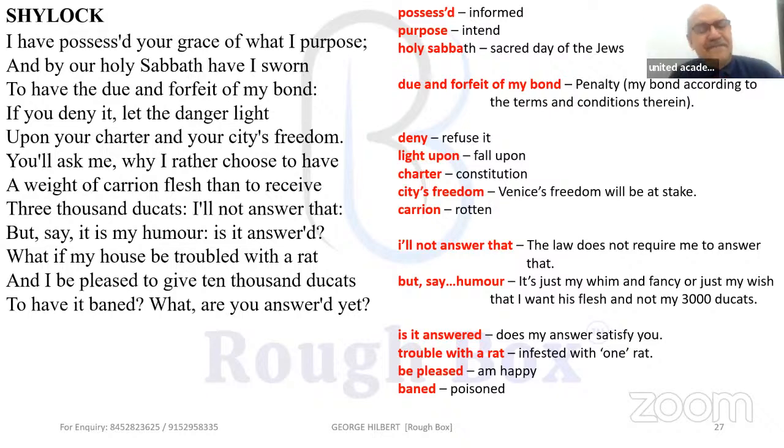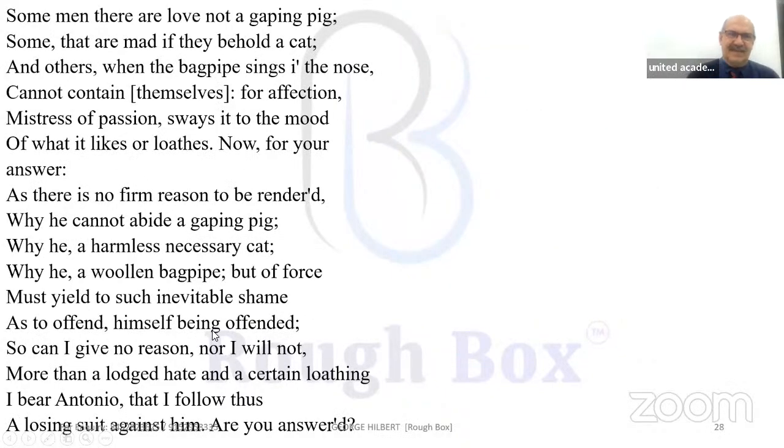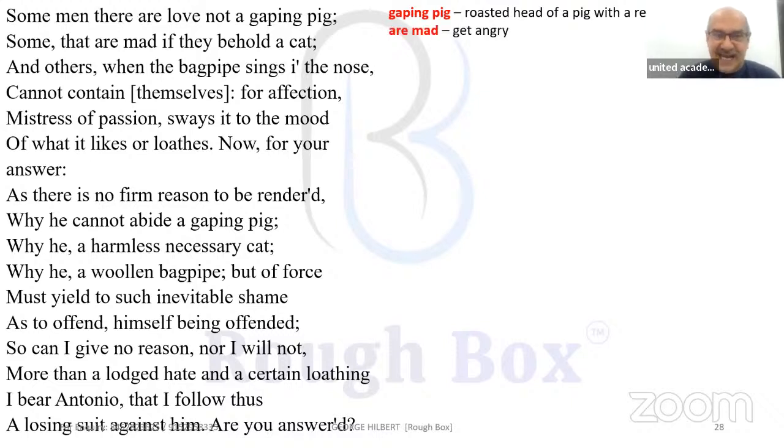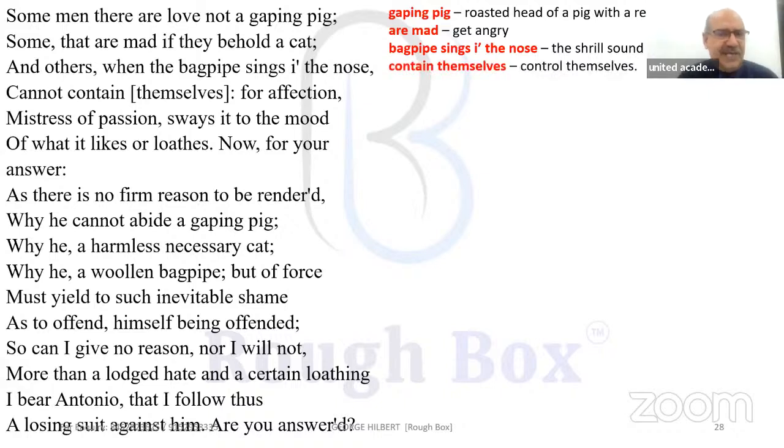But then, as if the Duke did not understand, Shylock goes on to explain further. He says, some men there are that love not a gaping pig, and some who are mad if they behold a cat. And yet others, when the bagpipe sings in the nose, they cannot contain themselves, they cannot control themselves. There are some men in the world who don't like the sight of a gaping pig.